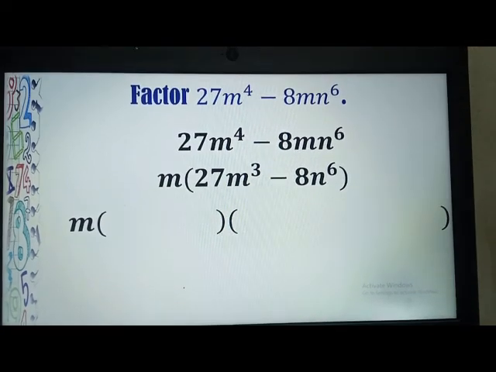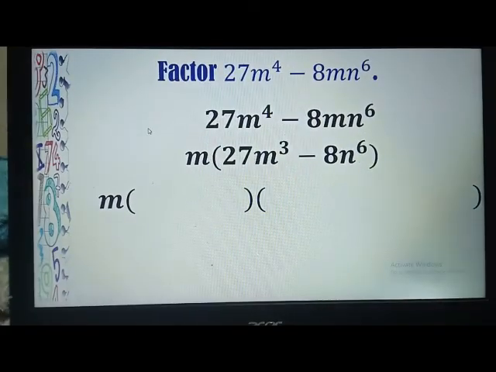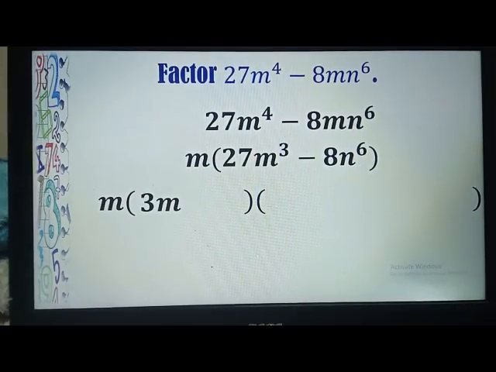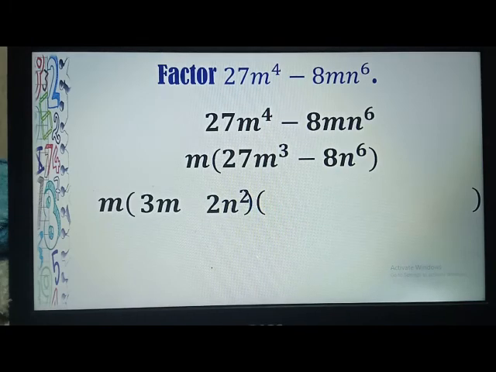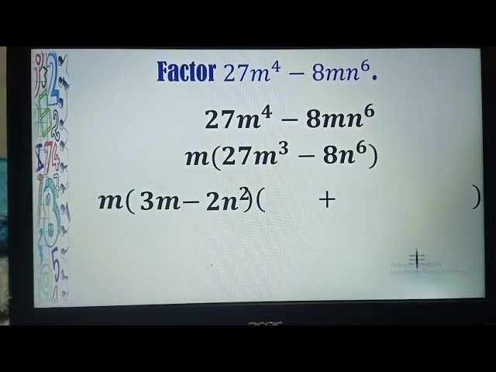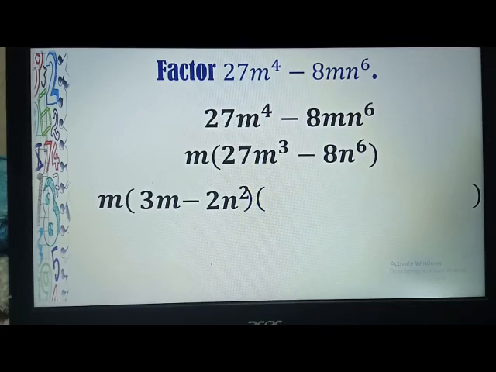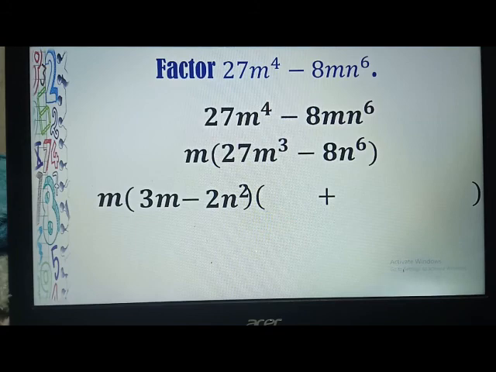For the first term of the binomial factor, cube root of 27 is 3, and cube root of m cubed is m. For the second term, cube root of 8 is 2, and then we have n raised to 6 divided by 3 is 2. Then copy minus. If that is minus, this is plus, plus.